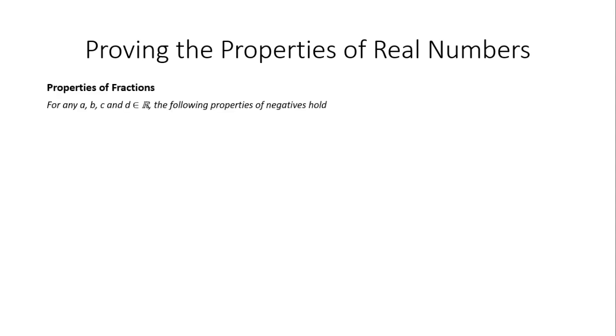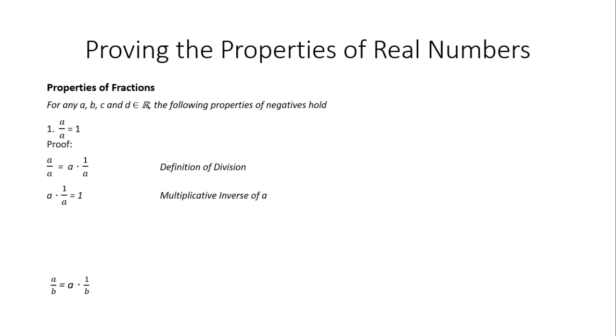For the properties of fractions number 1, it states that the fraction a over a is equal to 1. To prove, recall that mathematically the definition of division goes that for any fraction a over b is equal to a times the multiplicative inverse of b. This means that the fraction a over a is equal to a times the multiplicative inverse of a. And since we know that a times the multiplicative inverse of a is equal to 1, we get the equation a over a is equal to 1.